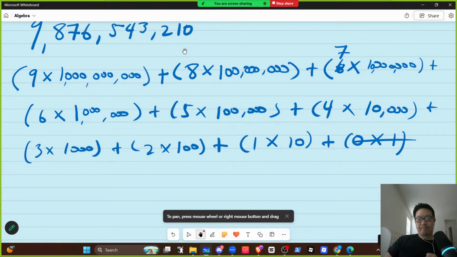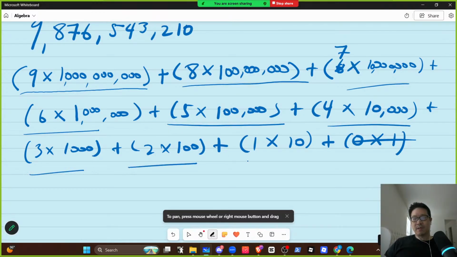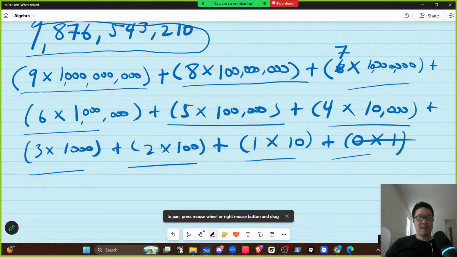What happens if I do this multiplication and add every one of these? What do I get? 9,876,543,210. Yeah, that's what we get. When we actually do the multiplication and addition for expanded notation, we get the number.